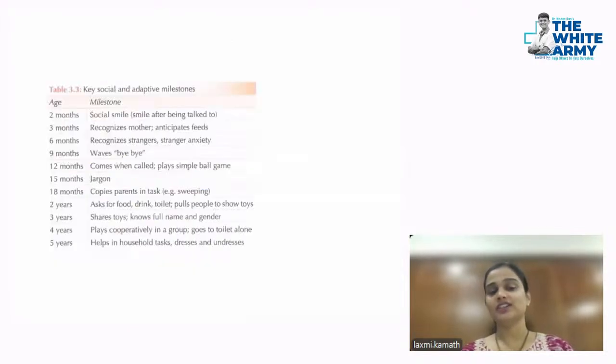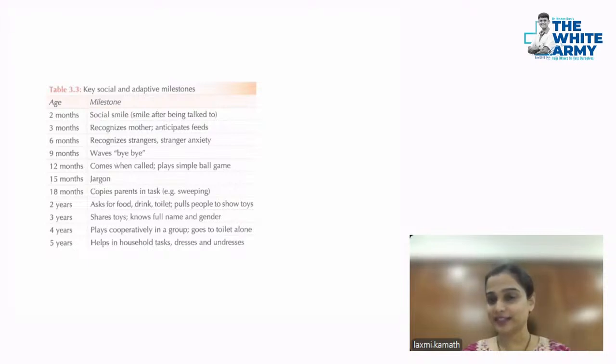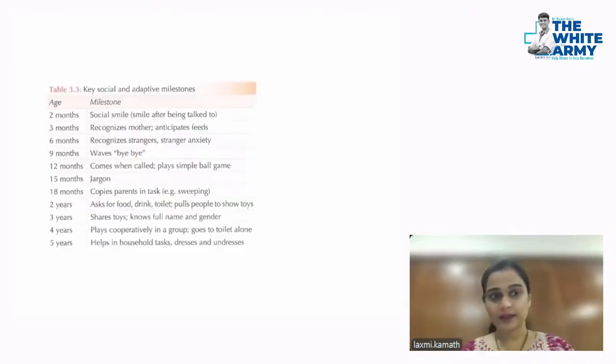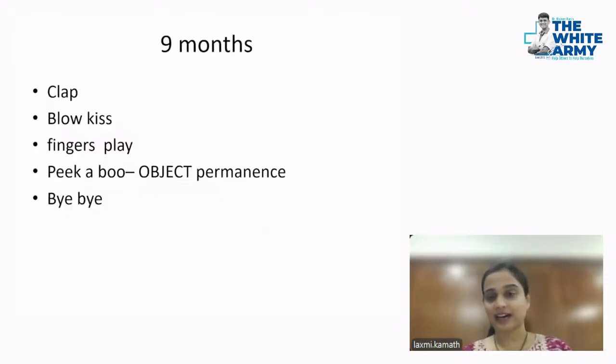And then you have the social milestones. Social milestone starts with smile at birth, social smile at 2 months, then at 3 months recognizing mother, at 6 months there is stranger anxiety, at 9 months there is waving bye-bye, along with the bye-bye there is clap, there is flying kiss, there is finger play, and there is the peekaboo game that can be played.